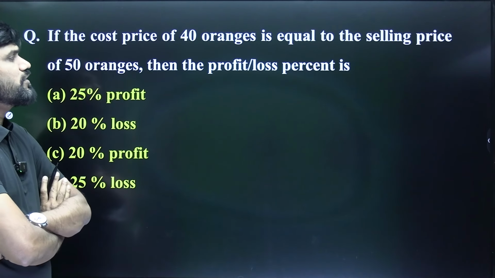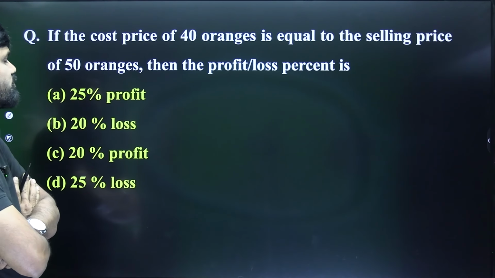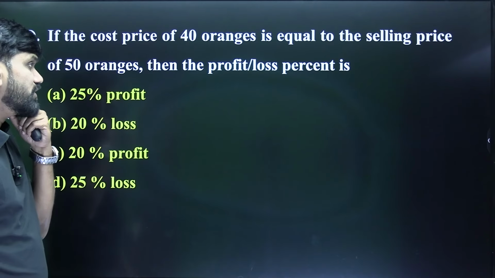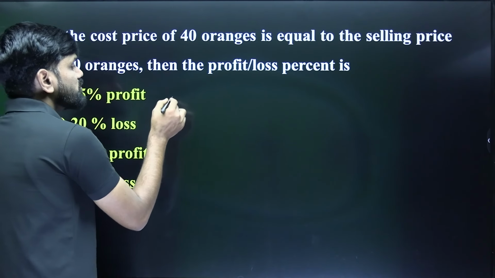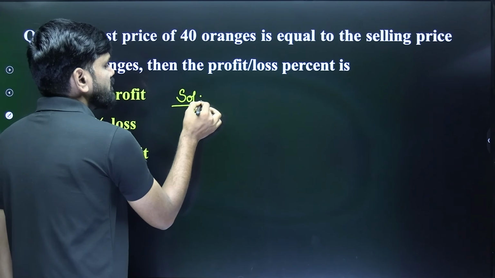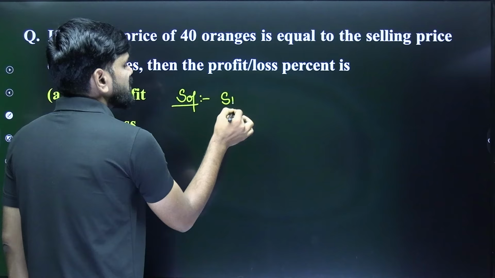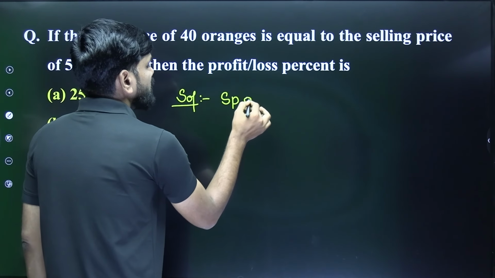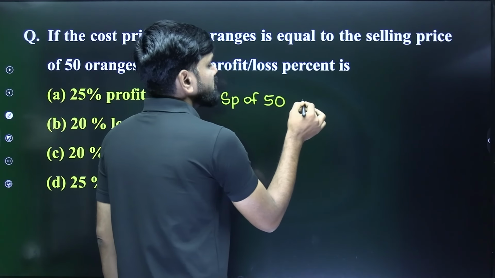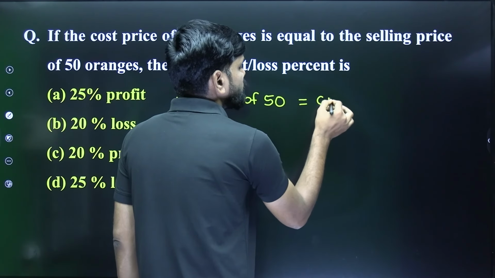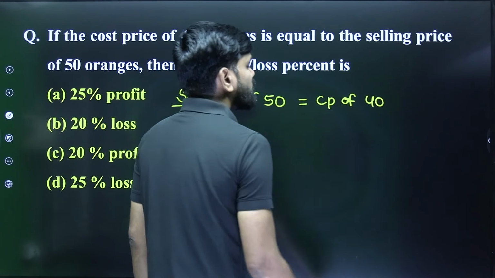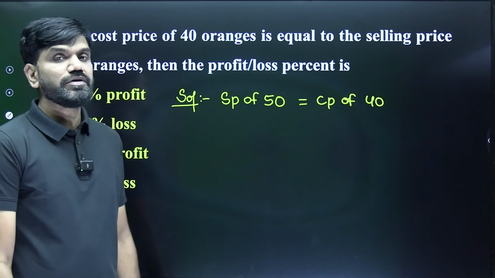If the cost price of 40 oranges is equal to the selling price of 50 oranges, then find the profit or loss percent. So cost price of 40 is equal to selling price of 50. Let us start with the selling price, as we have already learned. How many oranges are being sold? 50 oranges are being sold. Selling price of 50 is equal to cost price of 40.